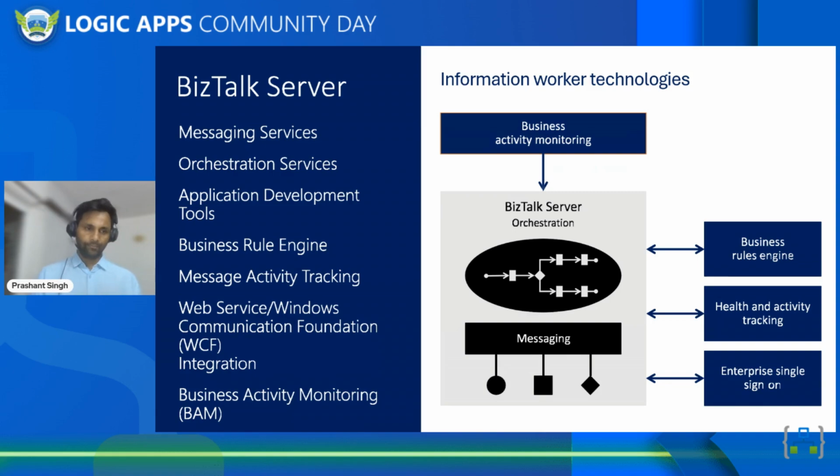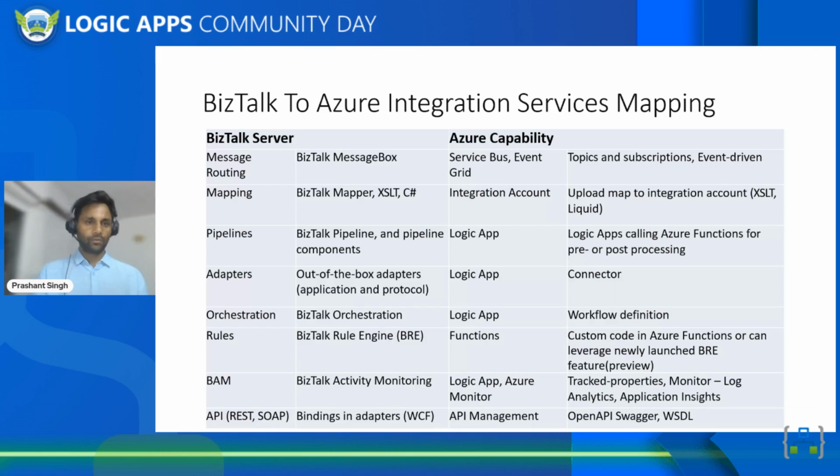You use BAM for business activity monitoring or tracking some business-related information. Similarly, you use HAT, or health and activity tracking, for overall logging and tracking of your messages. And SSO is used for security purposes, where you want to save some encrypted information, so we use single sign-on for that. So we will try to see how these services are mapped into AIS.